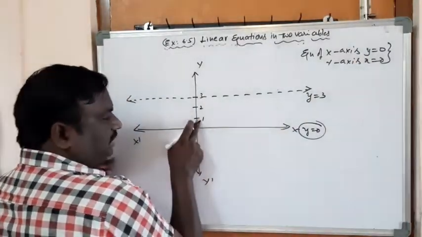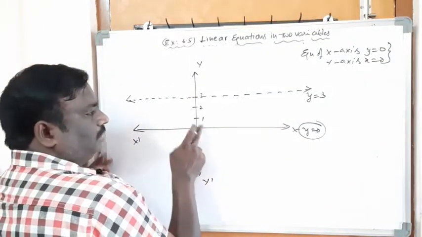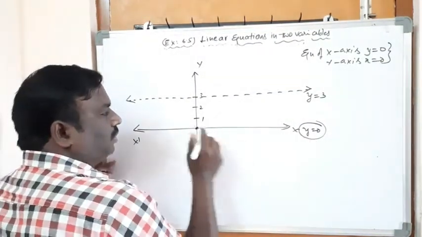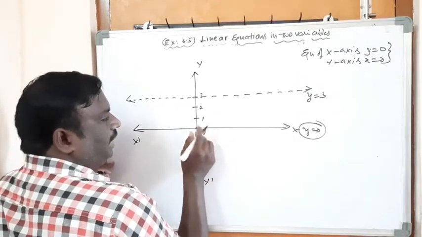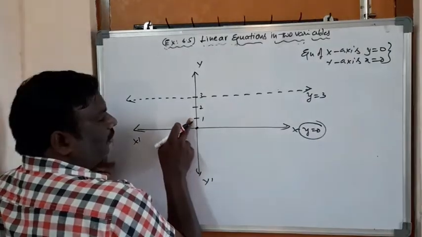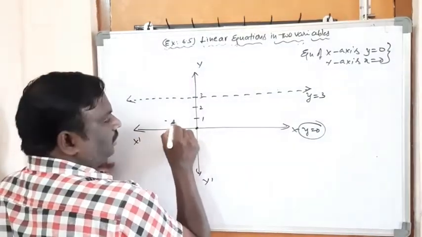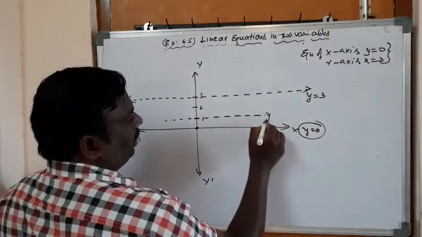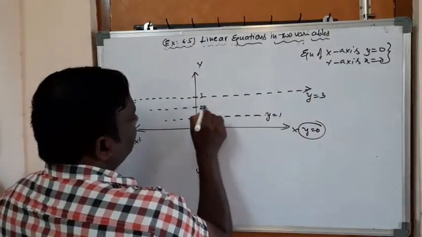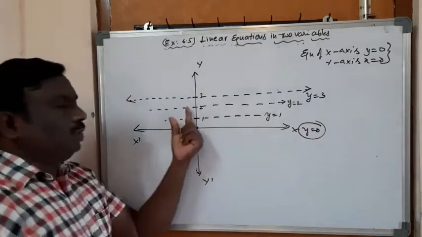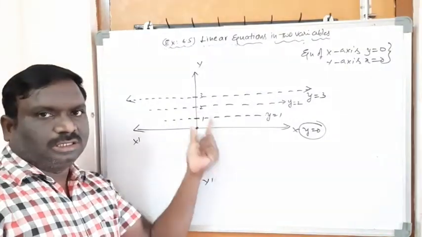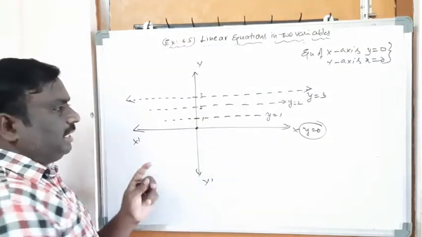If the distance is y equal to 0, that means the x-axis, y equal to 0. If the distance is 1 unit, the parallel line is at 1, that is y equal to 1. This is the line which is parallel to the x-axis. Y equal to 2, because it is 2 units distance from the x-axis.